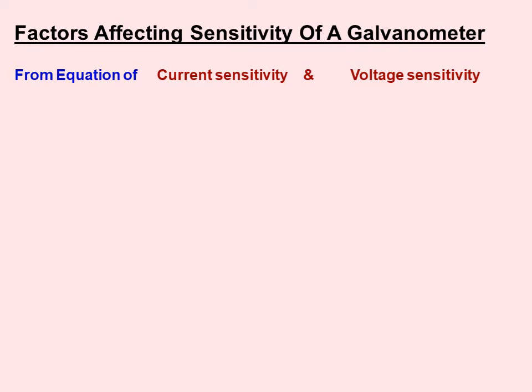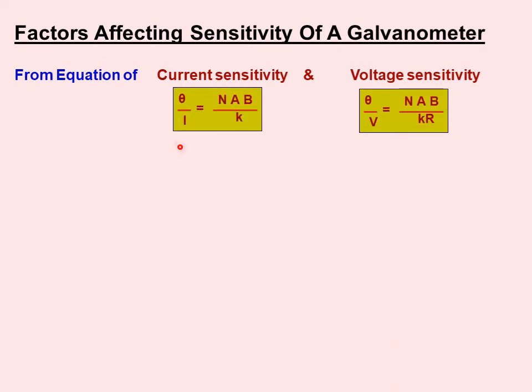Now we'll see the factors affecting the sensitivity of the galvanometer. What are the different factors that are going to affect the sensitivity? As we know the formulas, this is the formula for current sensitivity and this is the formula for voltage sensitivity. So the thing is very clear: current sensitivity is deflection per unit current and voltage sensitivity is deflection per unit voltage or potential difference, and these are the quantities on which the sensitivity of the galvanometer depends.